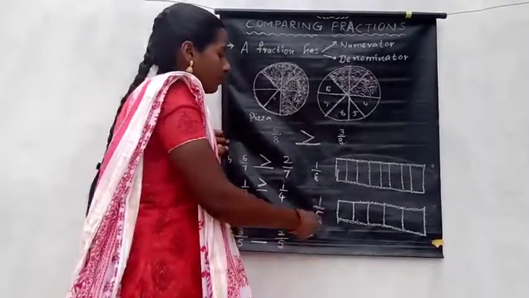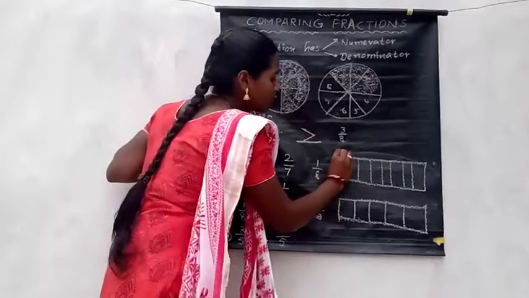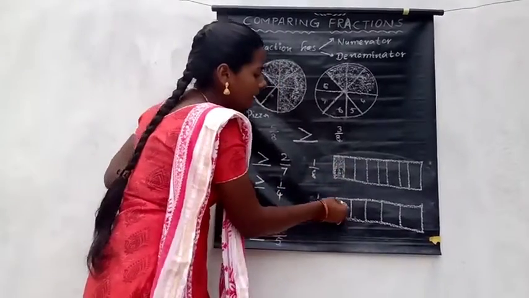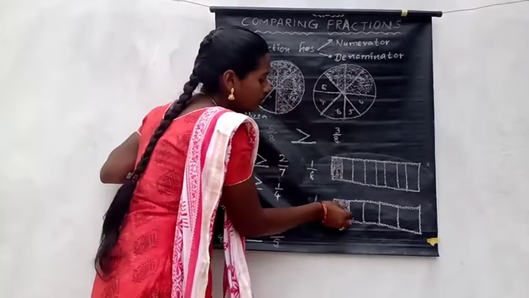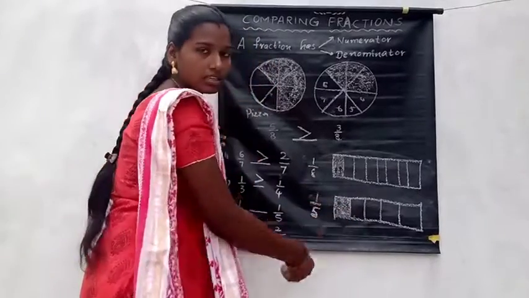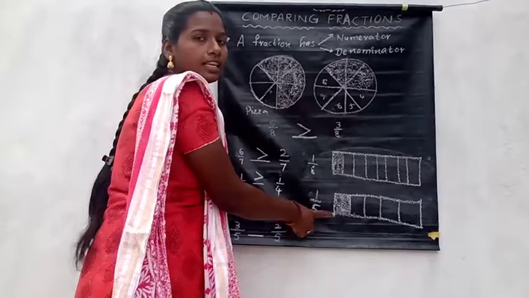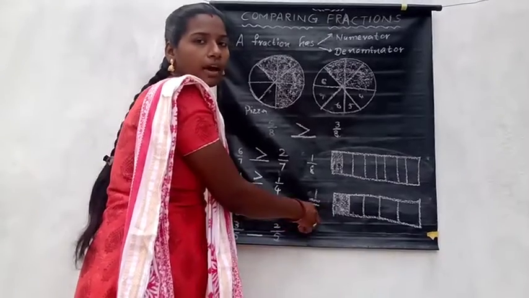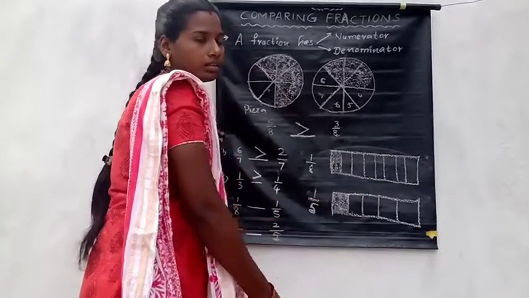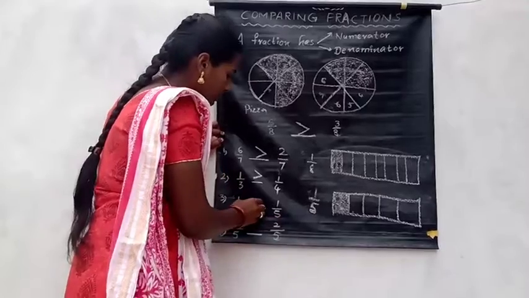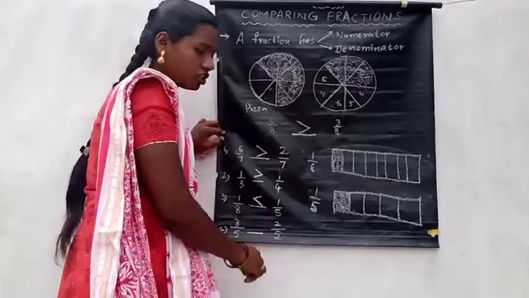So here 1 part shaded means this much only. Here 1 part means somewhat more than this. Yes, no? So which is the greater fraction here? This one or this one? Yes. In the second case we have shaded more part. So 1 by 5 is the greatest fraction.